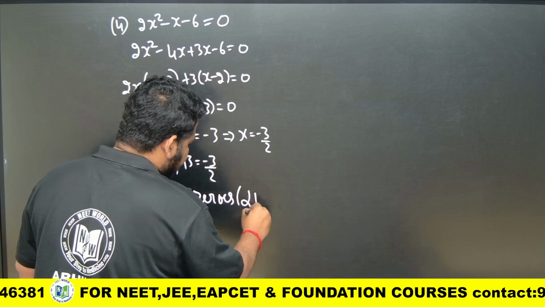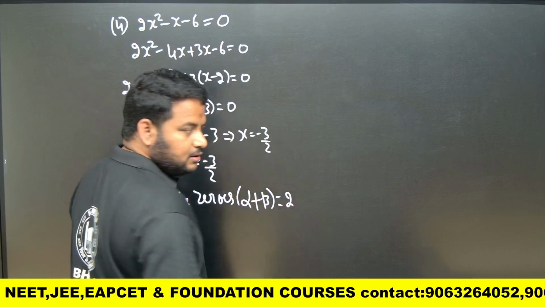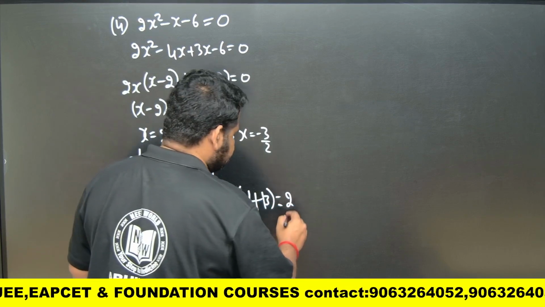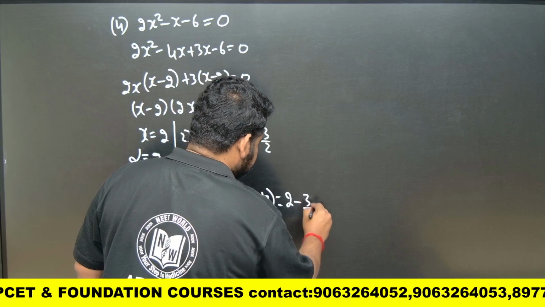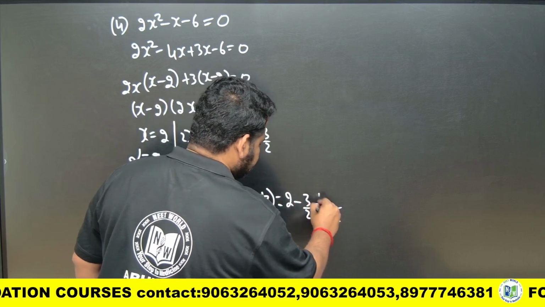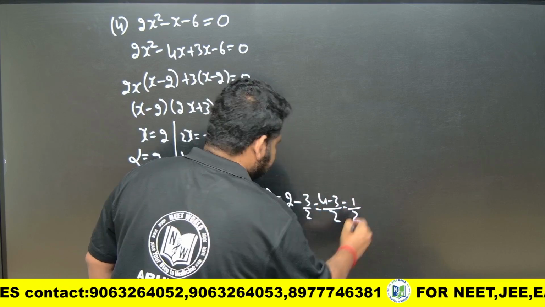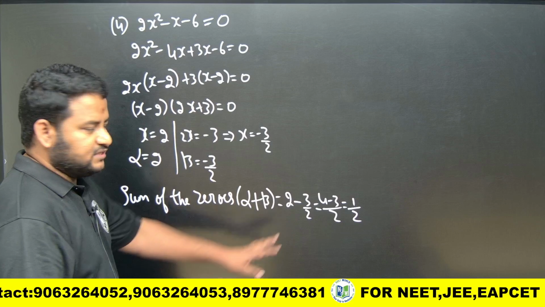Sum of the zeros is alpha plus beta. That is 2 plus (-3/2). Plus into minus is minus, so 2 minus 3/2. The LCM is 2 itself. So this becomes (4 - 3)/2, that will be equal to 1/2. Okay, this is the sum of the zeros.